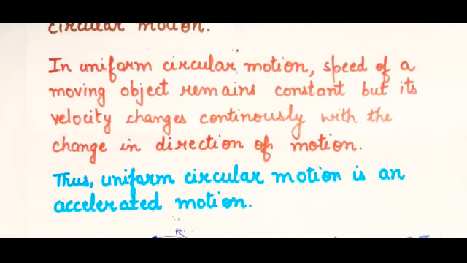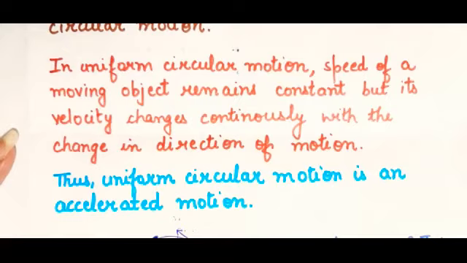I repeat, what is uniformly accelerated motion? If an object moves in a circular path with constant speed, it will be uniformly accelerated motion. So are you clear about these terms?